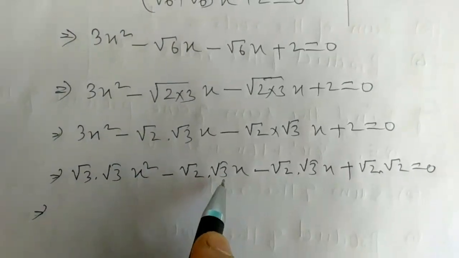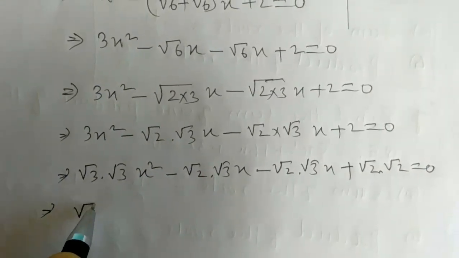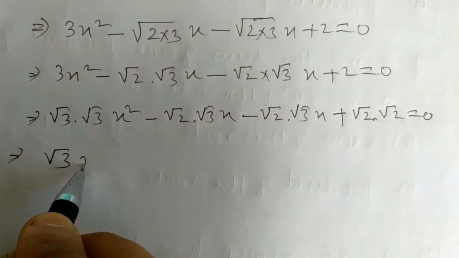Now to take common, we will take common from the first two terms. Here root 3, here is root 3, so 1 root 3 we can take common. x square, here is only x, so we can take 1 x common.